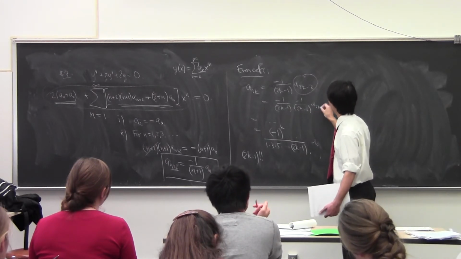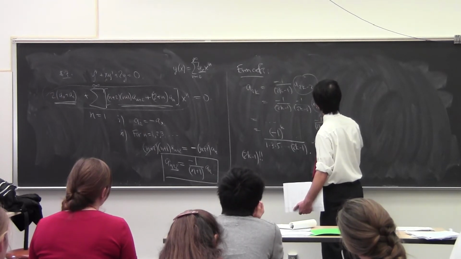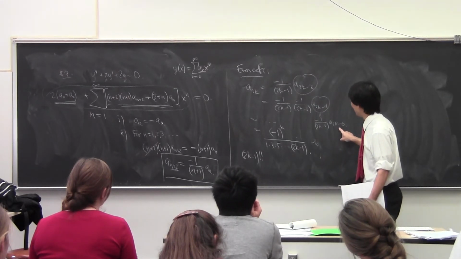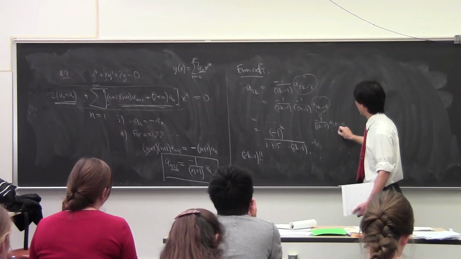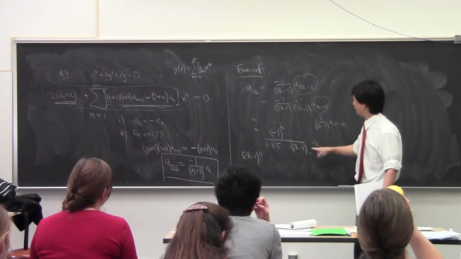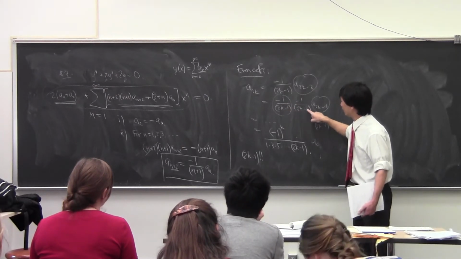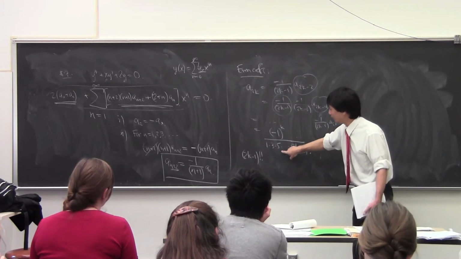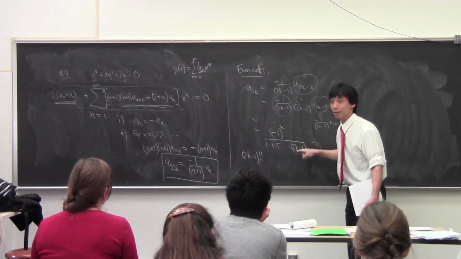This thing is -1 over 2k minus 5 times a sub 2k minus 6. You go all the way down k steps, and in the end you get down to a0, and each time you multiply by something like this. So 2k minus 1, 2k minus 3, 2k minus 5, and so on, all the way down to 5, 3, 1. Oh, I've written them in the opposite order, and that's what confused me.